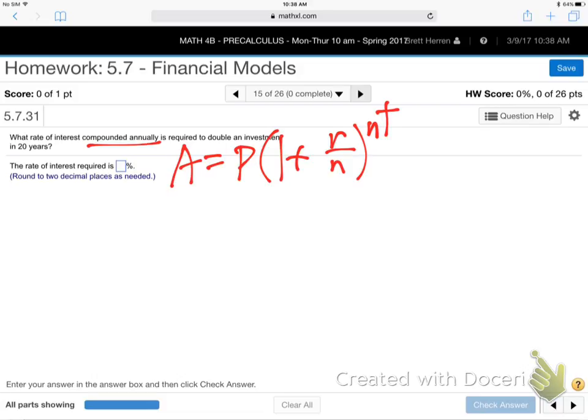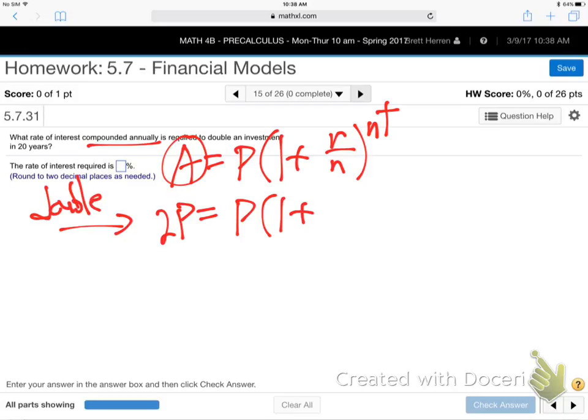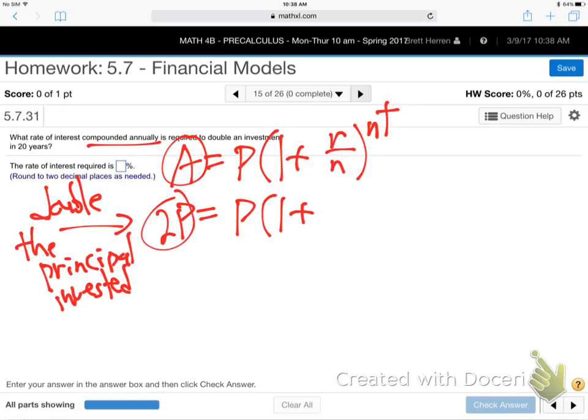Now, what are they talking about with doubling? What do I do with doubling? They're hardly giving me anything. You want your amount to be 2P, right? You want it to be double the principal that was invested. If you want your money to double, you want it to be double the principal. You want the A to become 2P, don't you? Does that make sense? That's what doubling means.